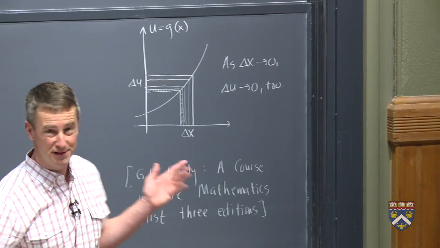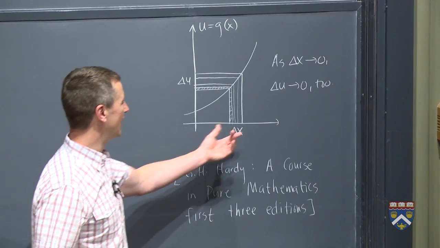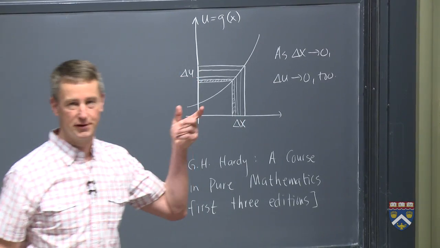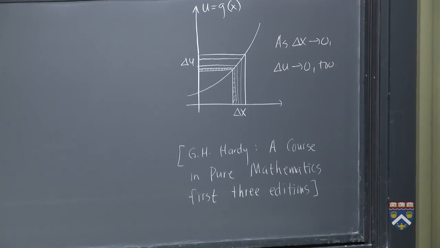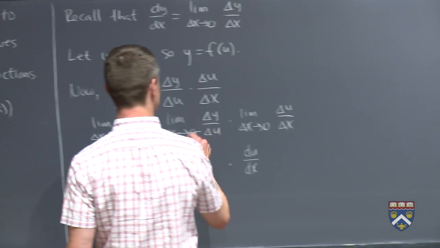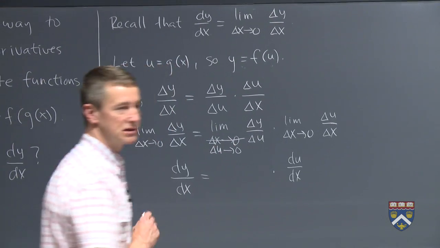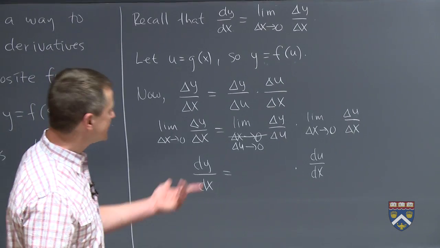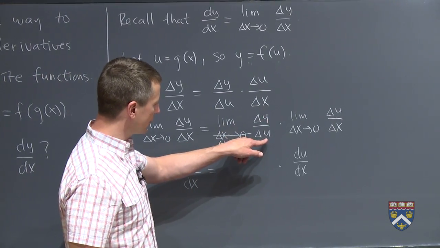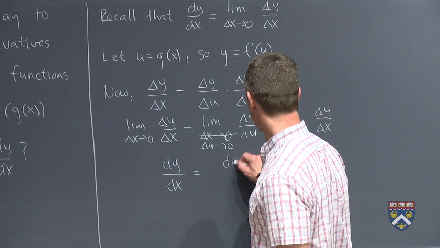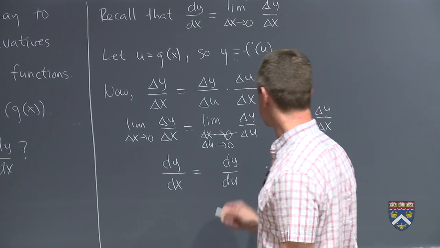You can try drawing all sorts of different continuous functions yourself, and you will see that as you squeeze this thing smaller and smaller, the output, delta u, gets smaller and smaller as well. Meaning I am justified in crossing this off and writing delta u goes to 0 instead, which is what we were hoping we could write. Because now, what is this? I have delta y over delta u as delta u goes to 0. That is just the same as writing dy du.